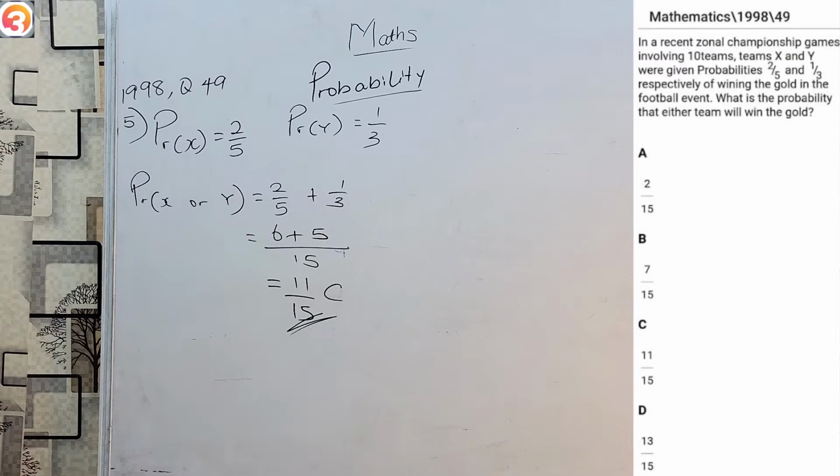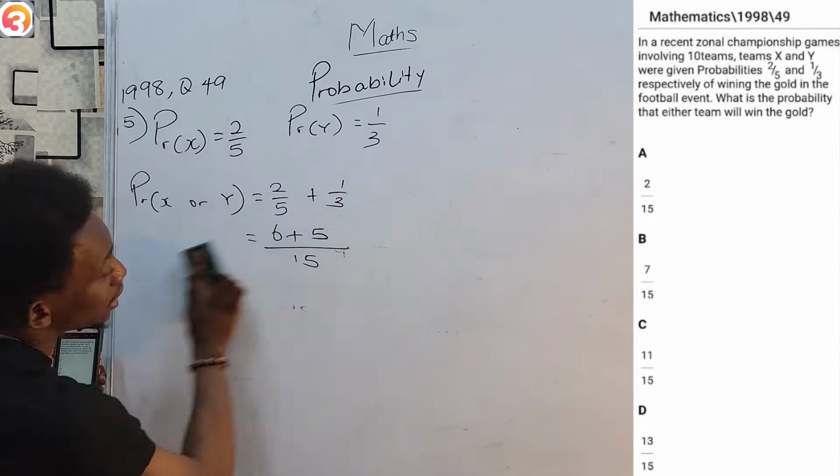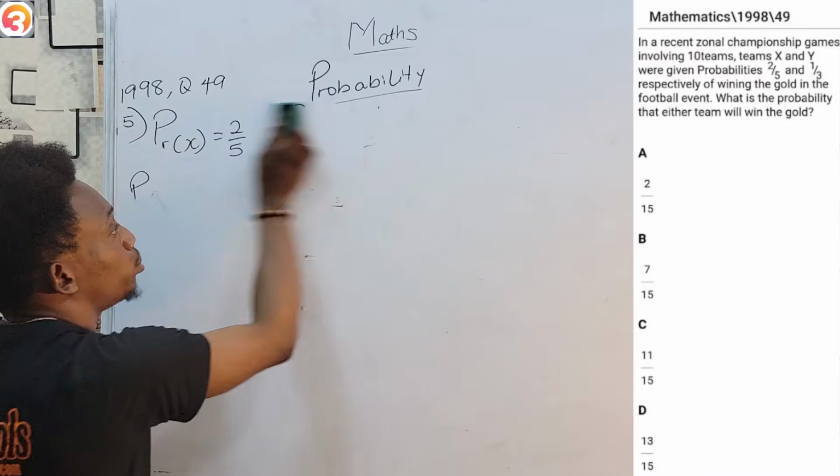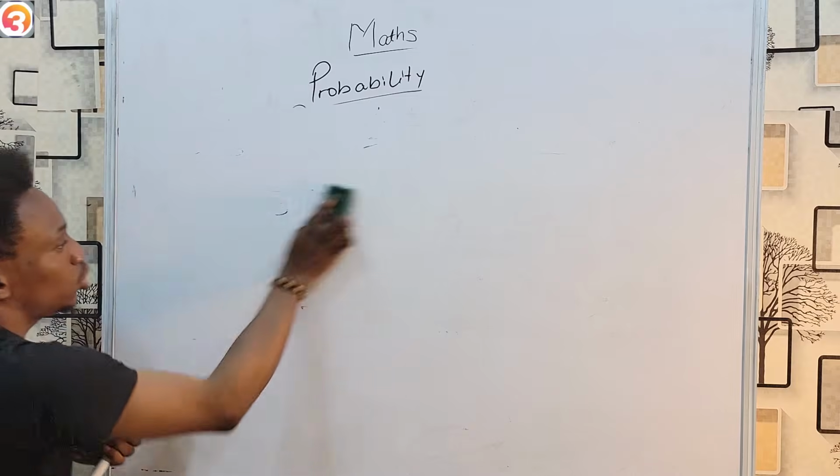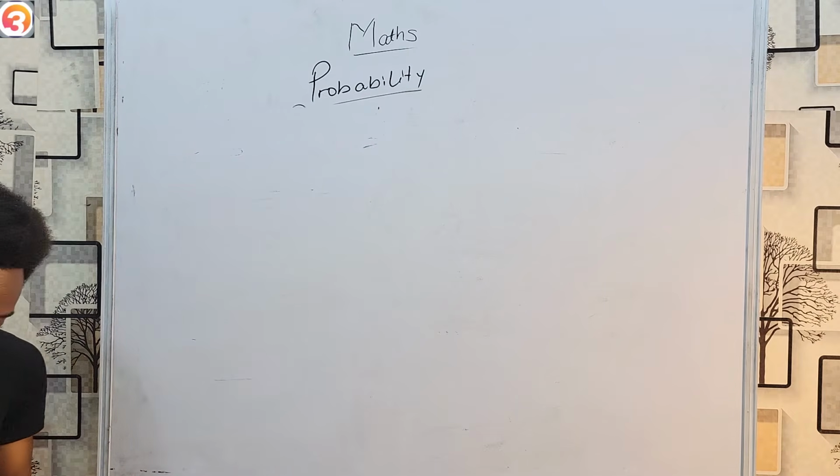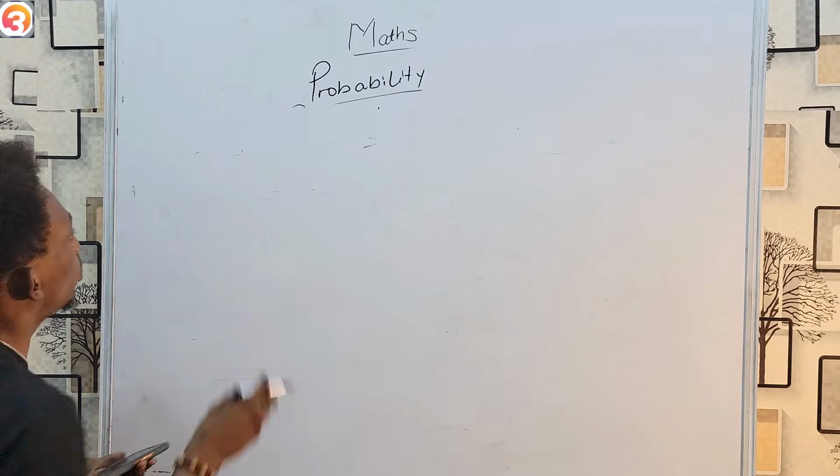So you see, this is the answer. Probability is very, very simple. Analyze the English and put that into your solving. Okay, time for our 6th question.